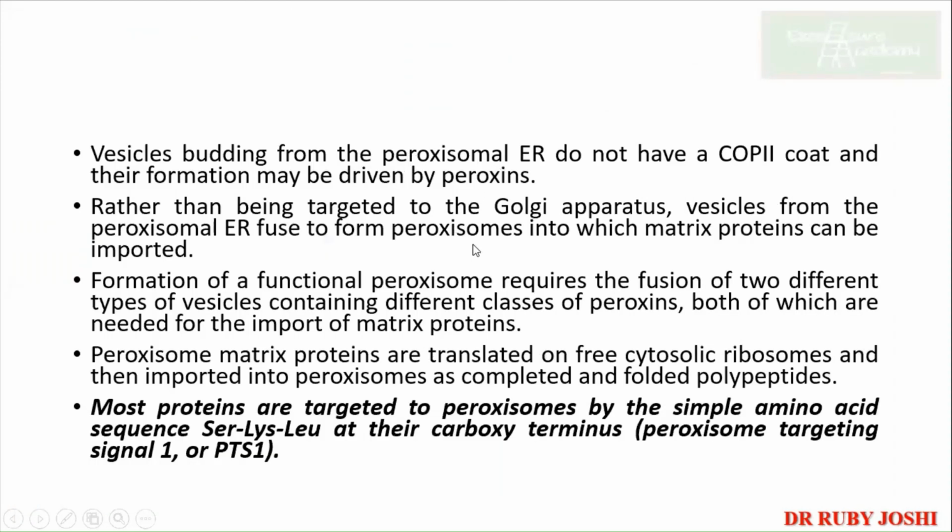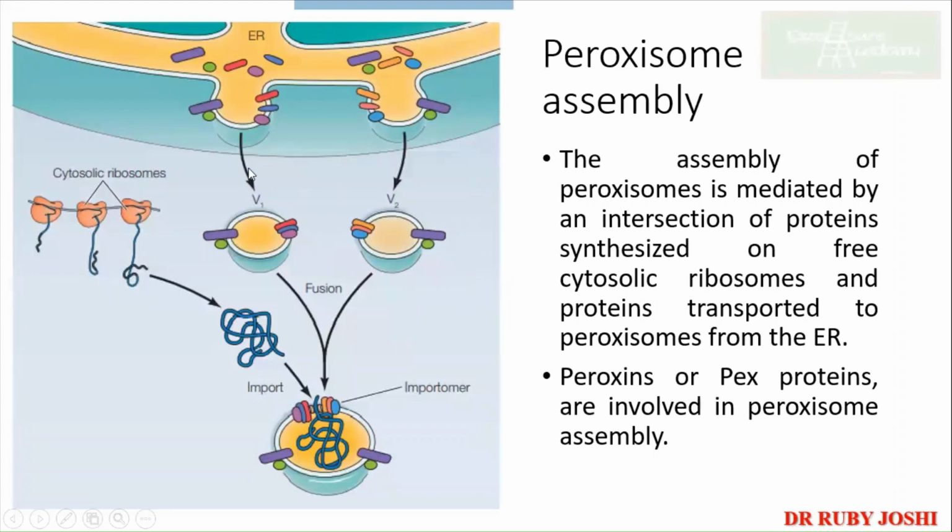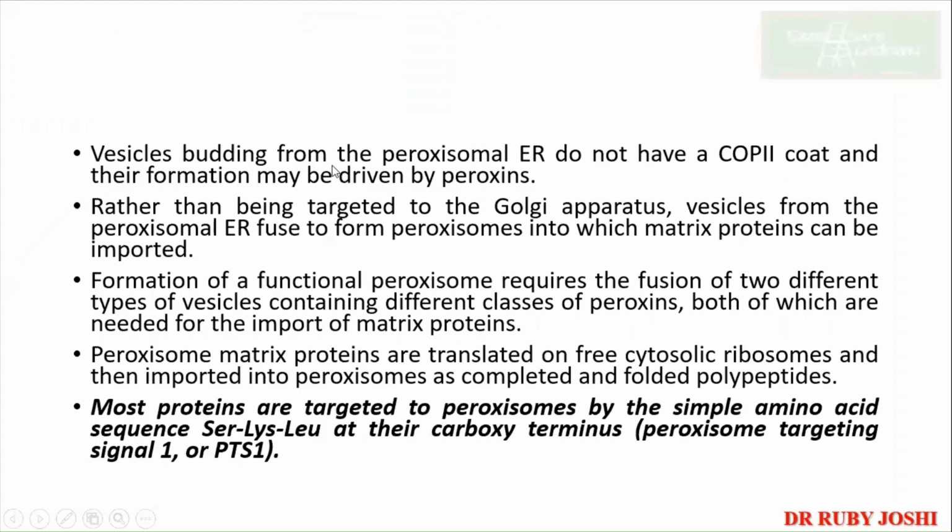So rather than being targeted to the Golgi apparatus, vesicles from the peroxisomal ER fuse to form peroxisomes, in which the matrix proteins can be imported later. तो जब हम इसको peroxisomal ER बोल रहे हैं, what does it mean? So this is a region of the ER where the peroxin proteins are concentrated. ठीक है, तो वहीं पर ही आपका vesicles bud होगा and they will form the peroxisome. So this particular region of ER is known as the peroxisomal ER. So formation of a functional peroxisome requires fusion of two different types of vesicles having the peroxins, okay?